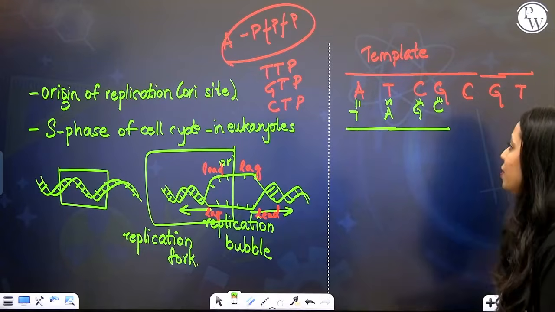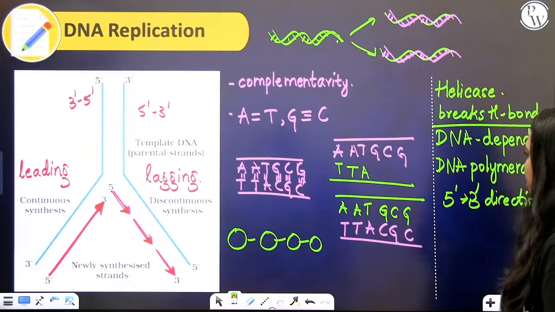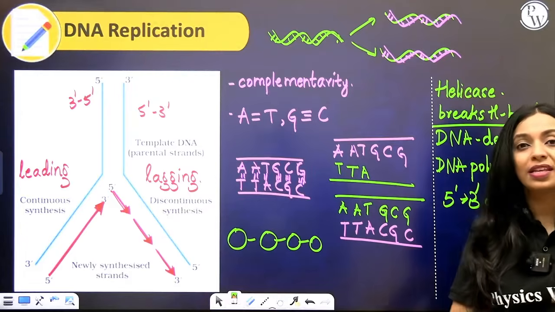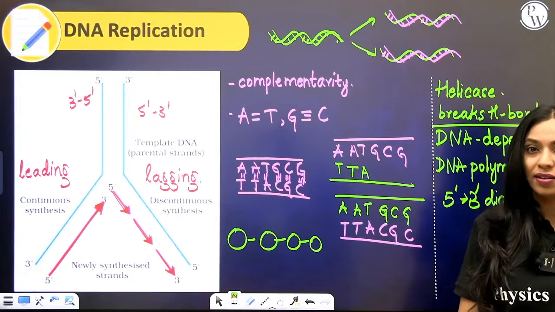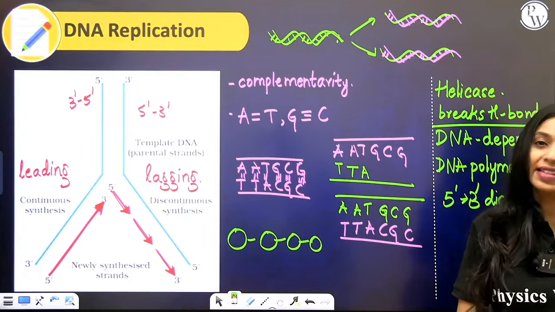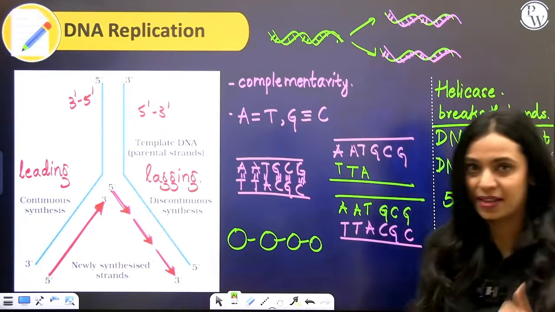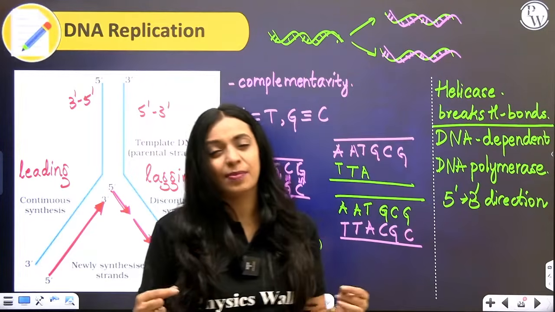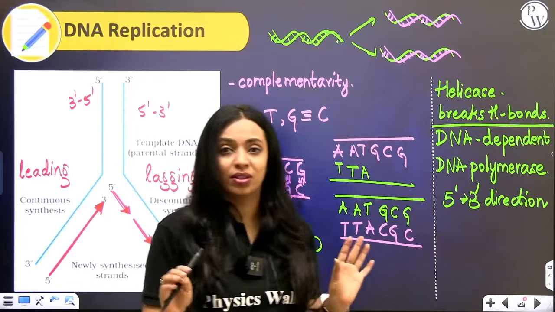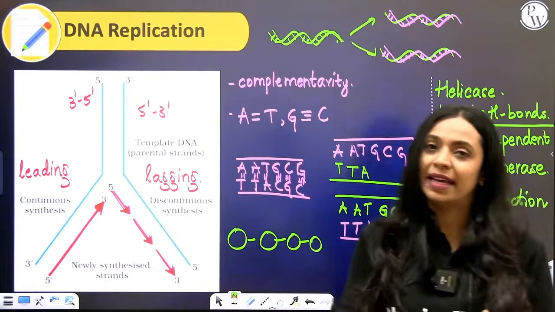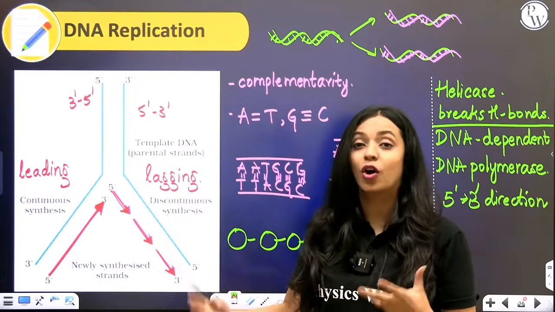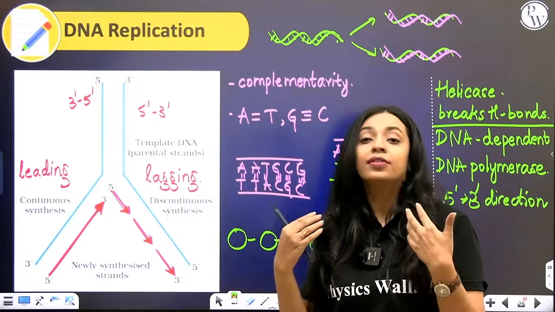All right. So another thing is this DNA dependent DNA polymerase does not know where to start. In order to give it a starting point, there is another enzyme called RNA primase that is required. The name of this enzyme is not mentioned in NCERT, so you need not bother much about it. Just know that DNA dependent DNA polymerase cannot by itself start the process of replication.